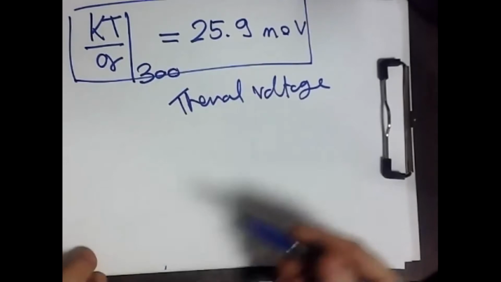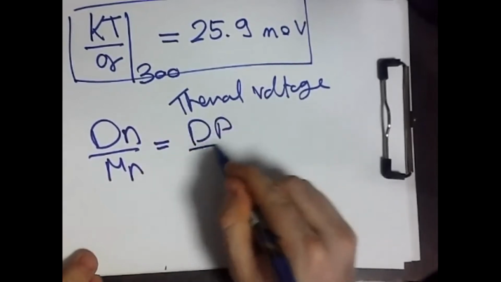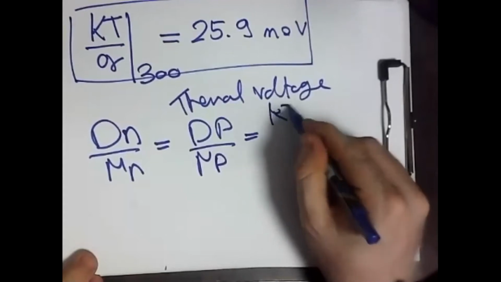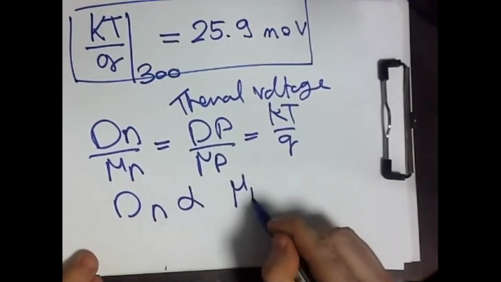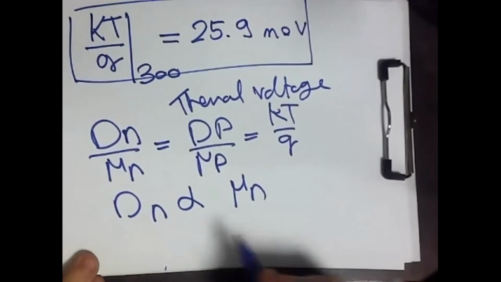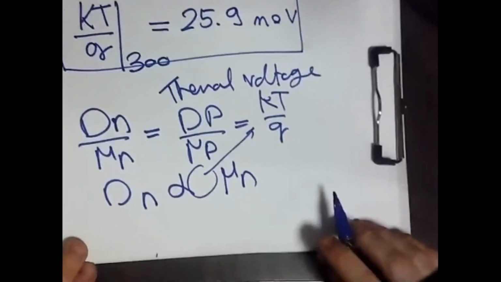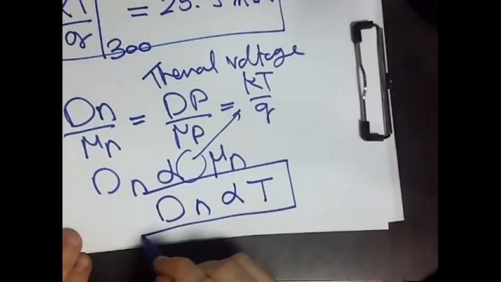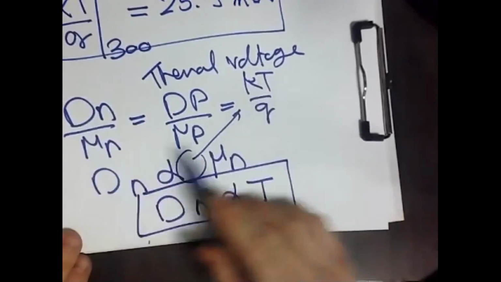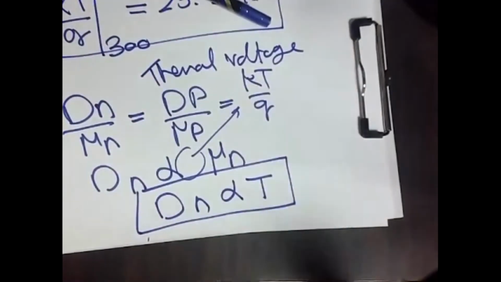So what Einstein said is that Dn over mu n equals Dp over mu p equals this constant, kT over q. That means simply that Dn is directly proportional to mu n, and Dp is directly proportional to mu p, and the constant of proportionality is kT over q. Another very important, interesting point is that Dn is proportional to the temperature. Dn is equal to kT over q times mu n. What is interesting in the fact that the diffusion coefficient is proportional to the temperature?